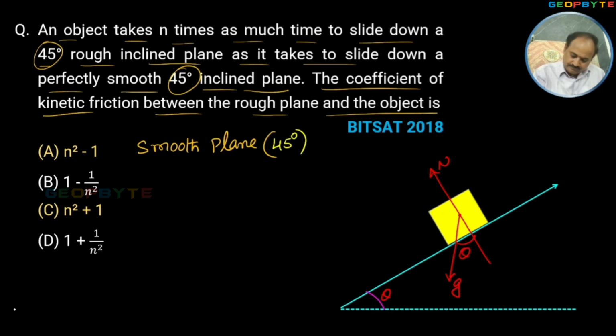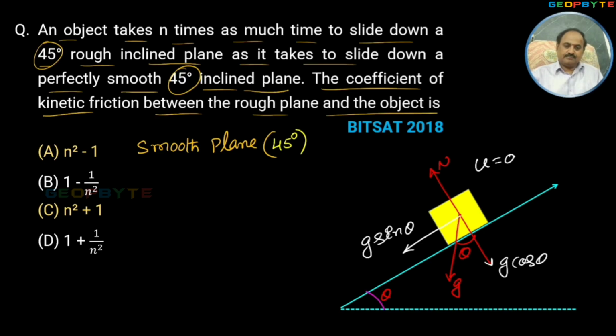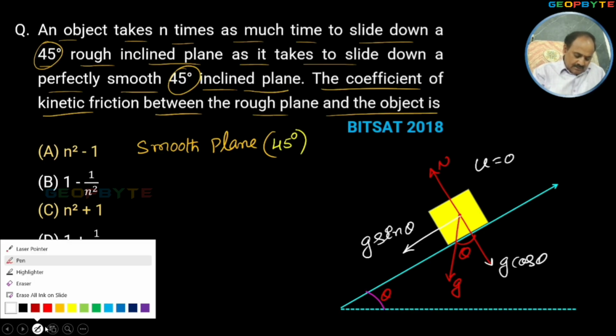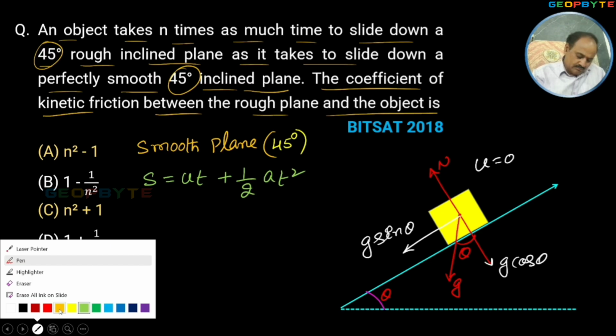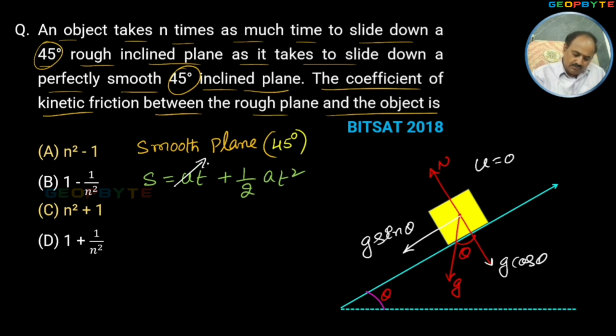I can say this is developing two components of acceleration: g cos theta, and this is g sin theta. Now it is sliding down, which means initial velocity u equal to 0. Then let us write one of the equations of motion, that is s equal to ut plus half at square. Here u equal to 0.